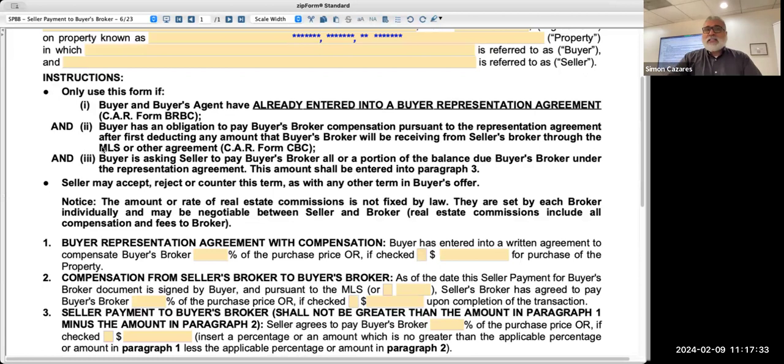Part 2: buyer has an obligation to pay the buyer broker compensation pursuant to the representation agreement after first deducting any amount that the buyer broker will be receiving from the seller broker through the MLS or any agreement through the CBC form. See how all that intertwines together?